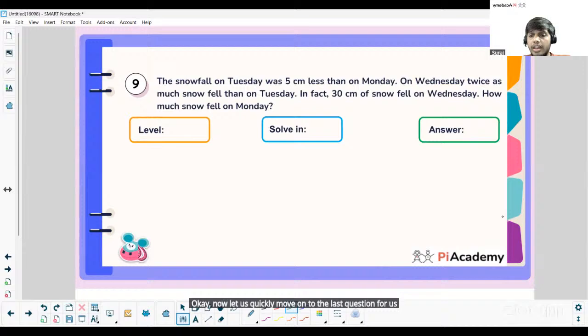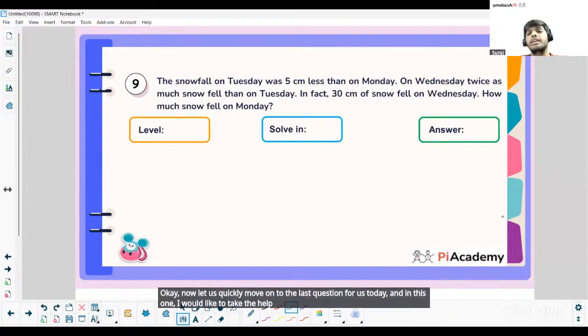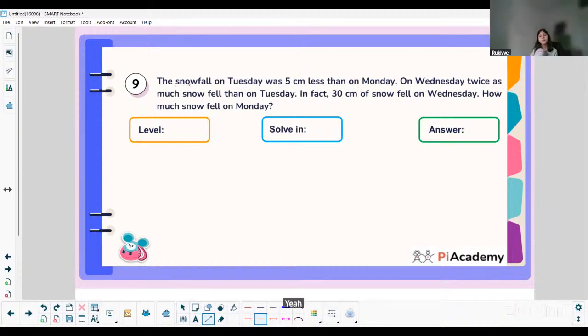In this one, I would like to take the help of Rukiye to quickly read out the question for us. The snowfall on Tuesday was 5 centimeters less than on Monday. On Wednesday, twice as much snow fell as on Tuesday. In fact, 30 centimeters of snow fell on Wednesday. How much snow fell on Monday?